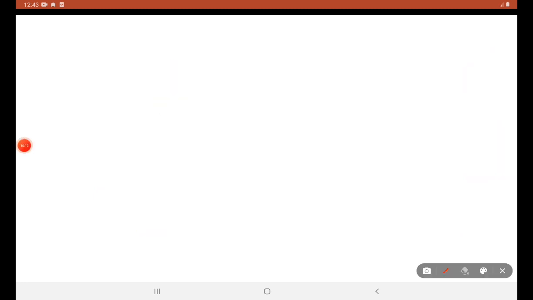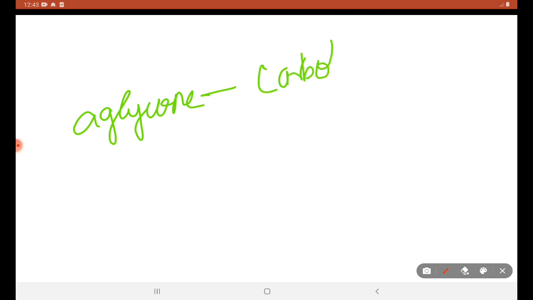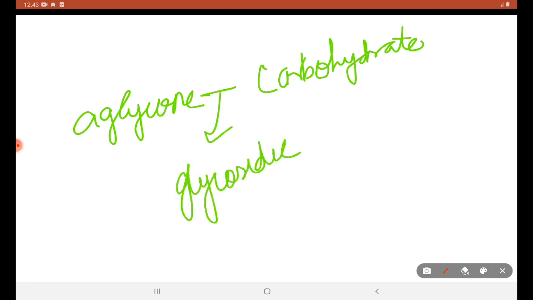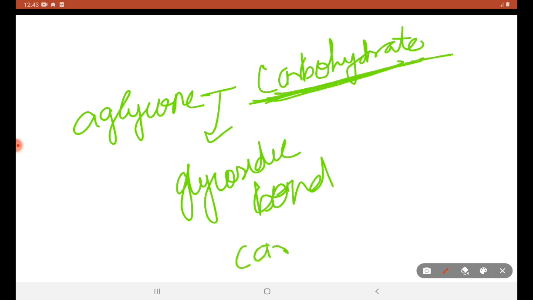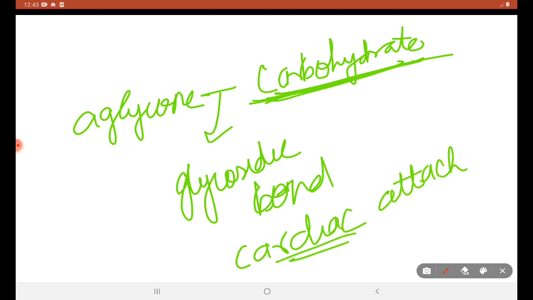In short, glycosides are aglycone groups linked with a carbohydrate group with the help of a glycosidic bond. With one exception, all other carbohydrates are D sugars. Cardiac glycosides are attached with lactone. This is an exception.